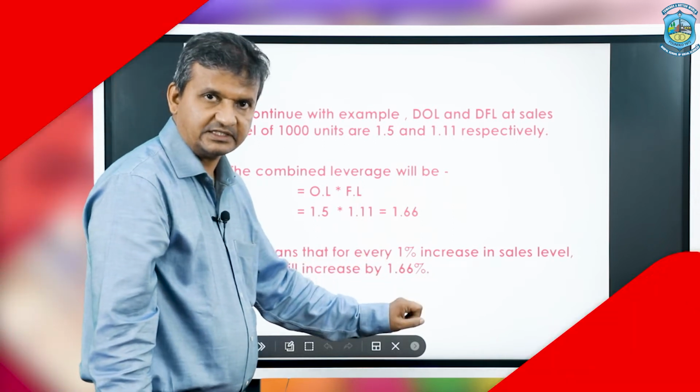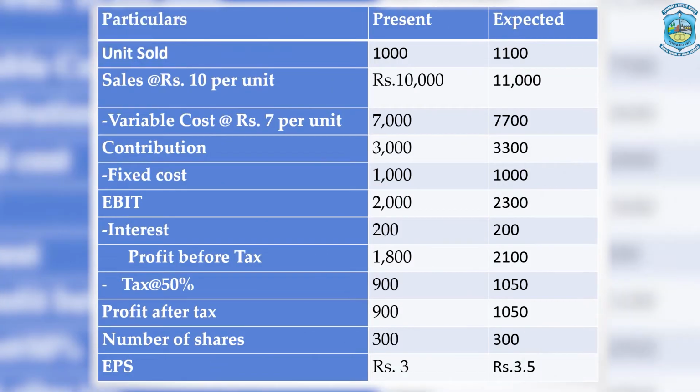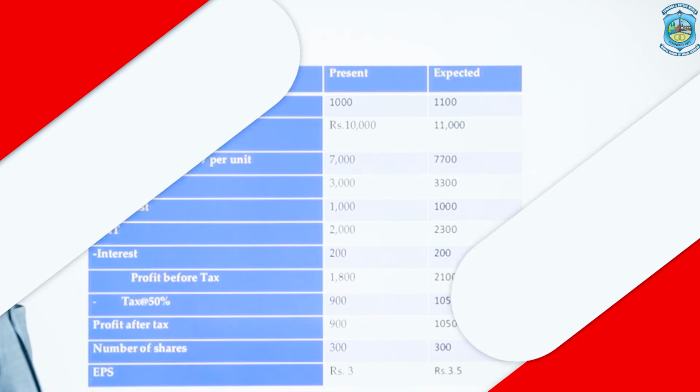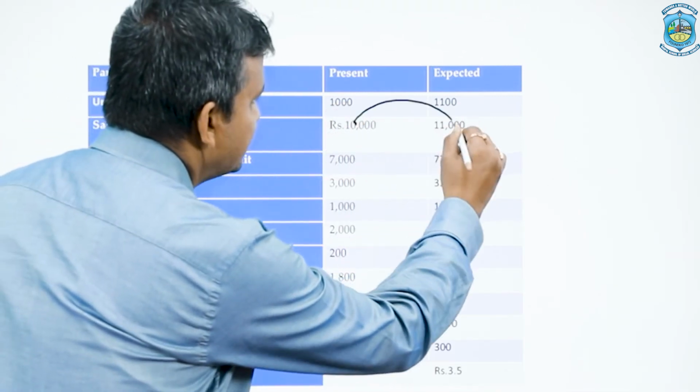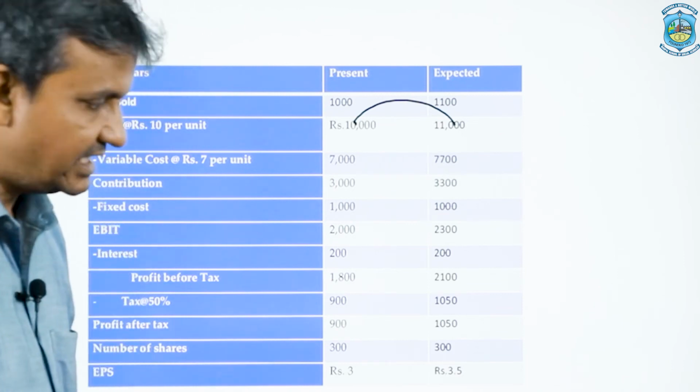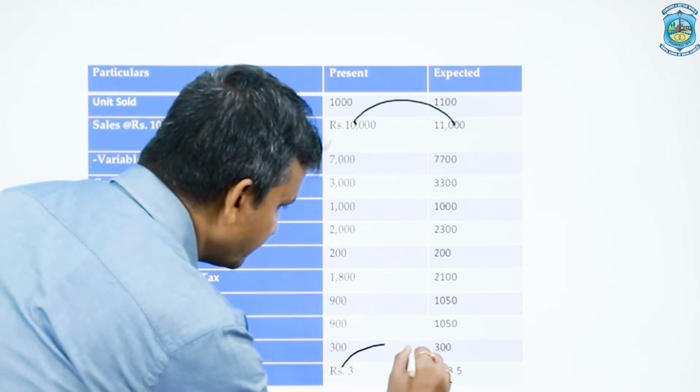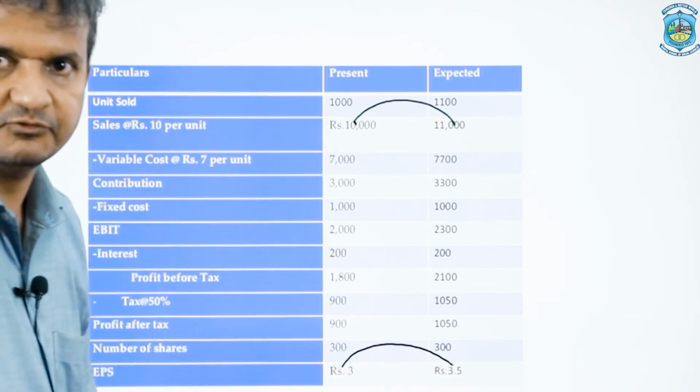Now let's verify this. This is the same example which we have taken while calculating operating leverage and financial leverage. Now we will understand the combined leverage impact. Just look at the sales figure. Sales is increasing from 10,000 to 11,000, whereas the EPS is increasing from 3 rupees to 3.5 rupees.